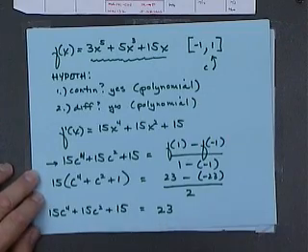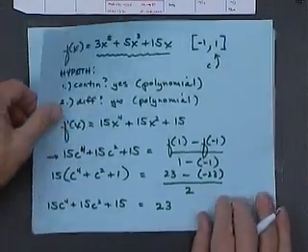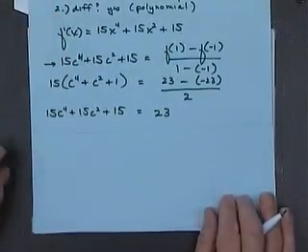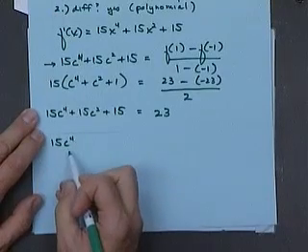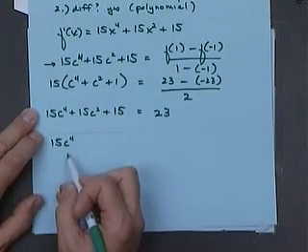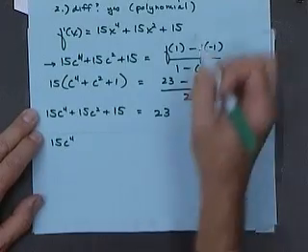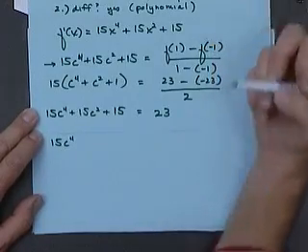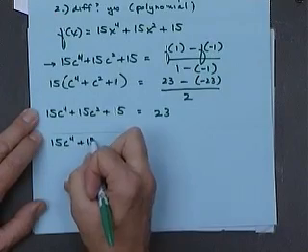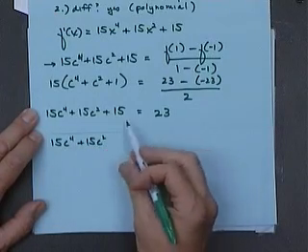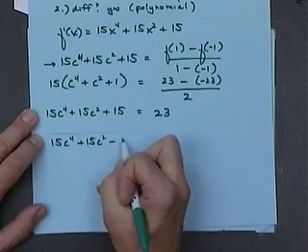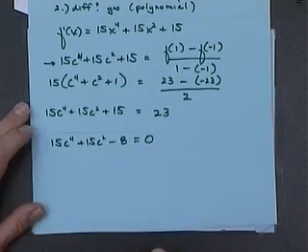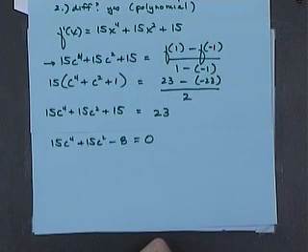So we'd probably want to put everything on one side and 0 on the other. Move this. So we are going to have 15c to the 4th. If you leave this in terms of x, that's fine. Then just realize that the x value you find is the c value that you were looking for. So if we subtract 23 from each side, what do we have? Minus 8 equals 0.